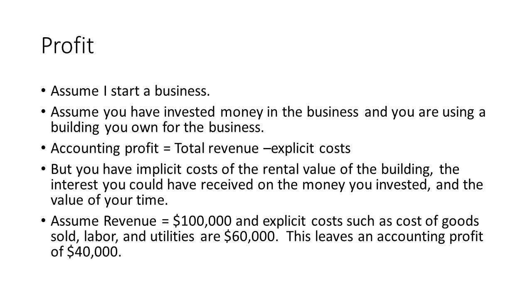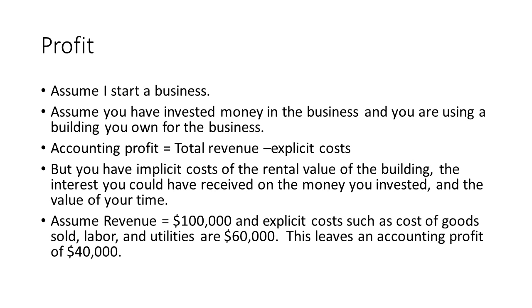Let's assume I start a business, and assume you've invested money in a business, and you're using a building you own for the business. Well, then accounting profit is equal to total revenue minus the explicit cost. But you have implicit costs of the rental value of the building, the interest you could have received on the money you invested, and the value of your time. So you really have three things there that aren't getting counted as cost. The value of the building, you could have rented to somebody else, had an income. The interest you could have received on the money you're using, well, you're using that in the business. And the value of your time, you could have been working someplace else for a certain amount of money.